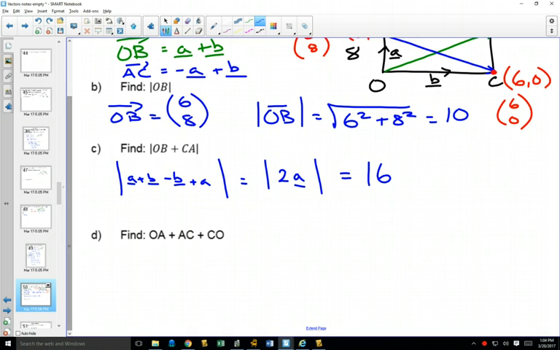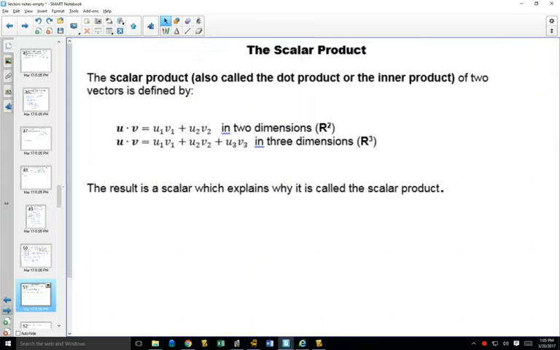If you went from O to A, then A to C, and then C to O, where would you start? Where would you end? Where do we start? At O. Where are we going to end? Uh-oh. Which is equal to your 0 vector. Nice. And that is where we are going to stop.